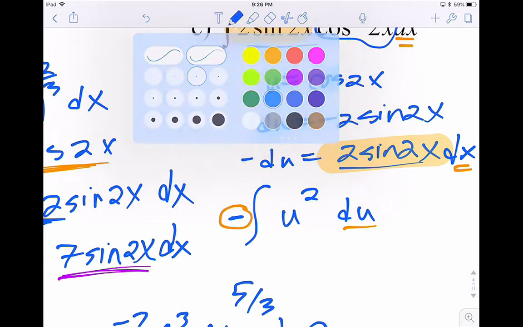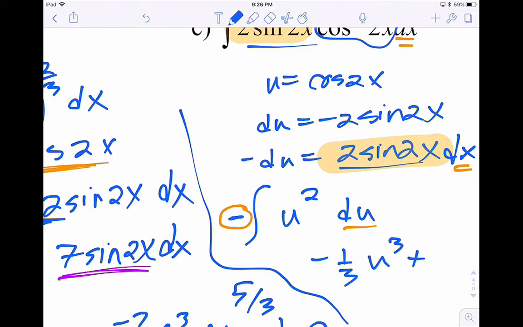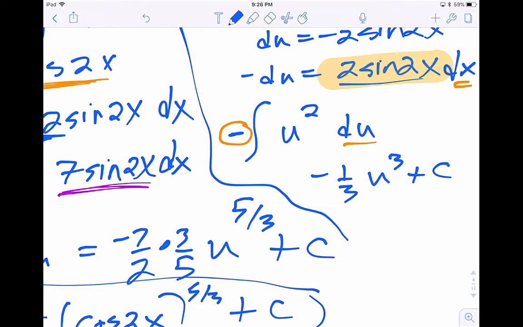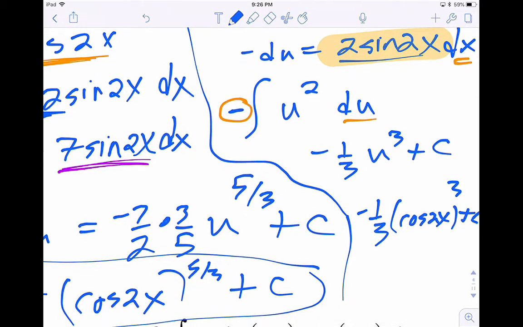Finish it off, and we have negative 1/3 u cubed plus c. Put the u back, and we've got negative 1/3 cosine of 2x cubed plus c. There it is. That was our 3 in a row.